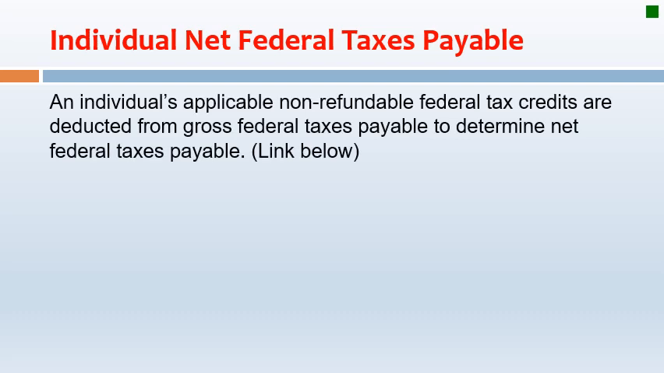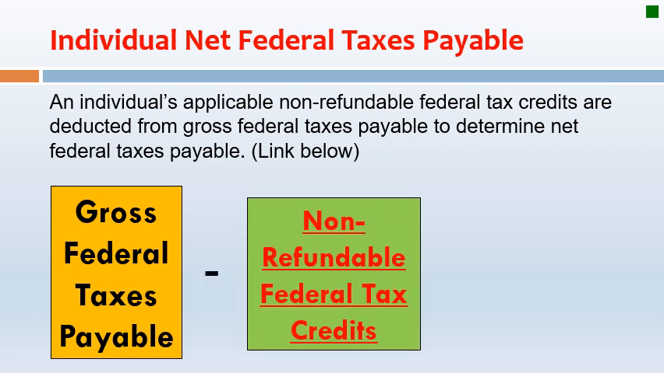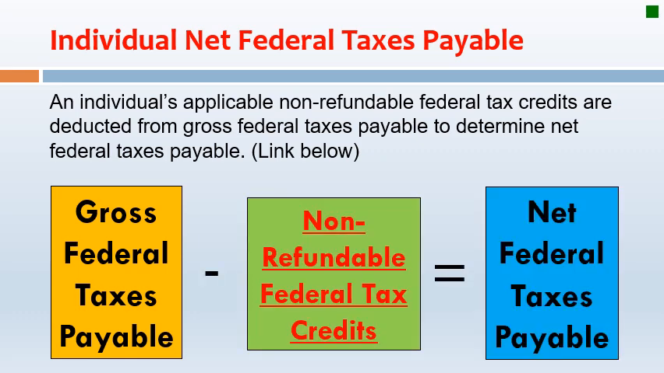So we take an individual's non-refundable tax credits, we deduct them from gross federal taxes payable, and that gives us our net federal taxes payable. Gross federal taxes minus any non-refundable tax credits equals net federal taxes payable. And this is generally what people end up paying.